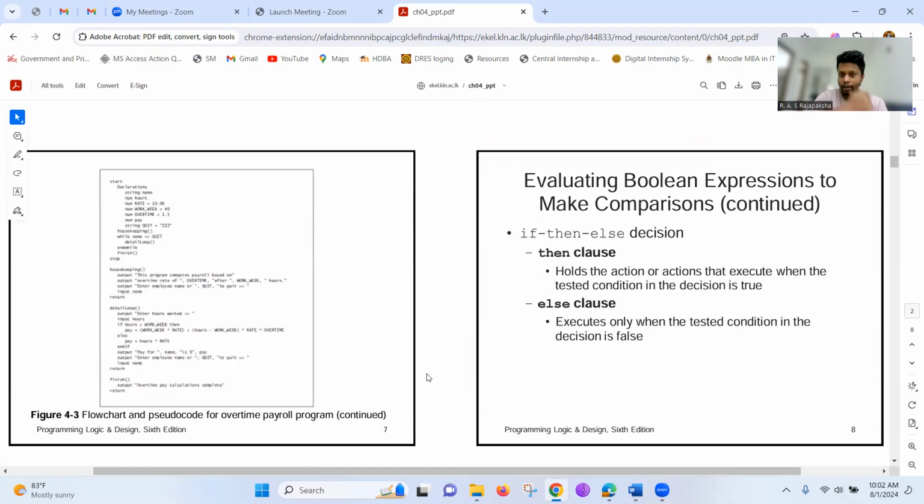Then here you have evaluating Boolean expressions to make comparisons. Under this topic, continuing, the if then else decision also we discussed, right? So I am going through quick steps, because we already discussed it.